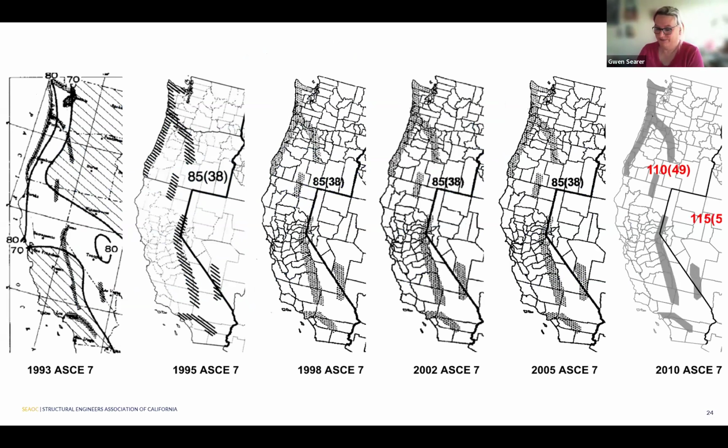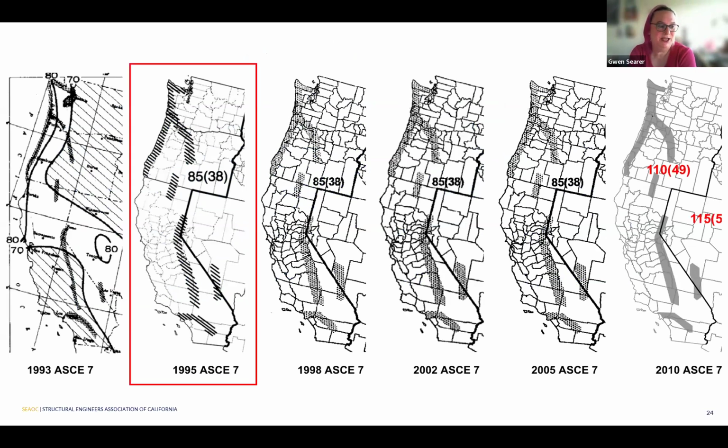So if we look at a progression of maps here from 1993 on the left to 2010 on the right, you can see a big change happened from 93 to 95. And the way the special wind regions were drawn changed from sort of a hatch to what looked like hand-drawn lines. And down in Los Angeles, that's where the big change happened.